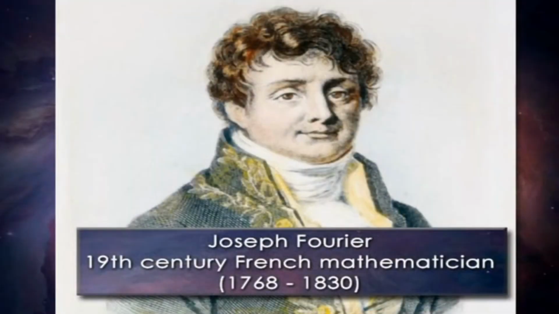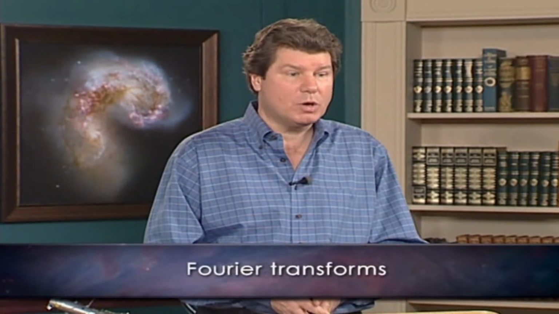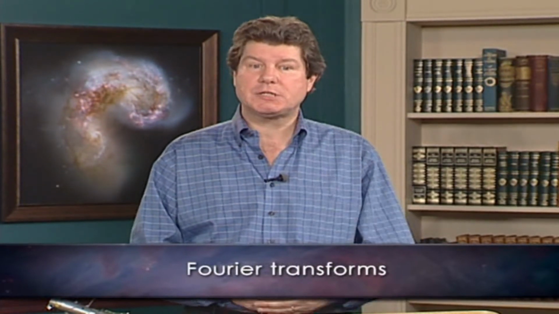The person who first figured out how to do all of this was in the 19th century. It was a French mathematician called Joseph Fourier. And so these two complementary ways of representing a graph are called Fourier pairs, and the methods used to calculate one from the other are called Fourier transforms. They're really amazing things and are widely used by physicists and engineers.